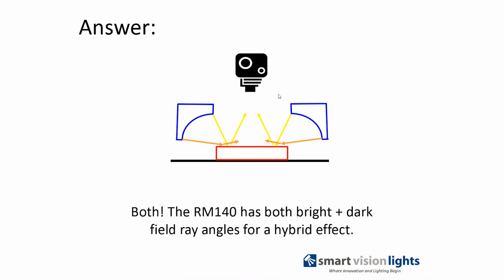So besides generic lights like bar lights, which may be used as either, some lights are actually hybrid and have attributes of both and give you very smooth and even imaging, or you can control the working distance to get more or less of a bright field or dark field effect.